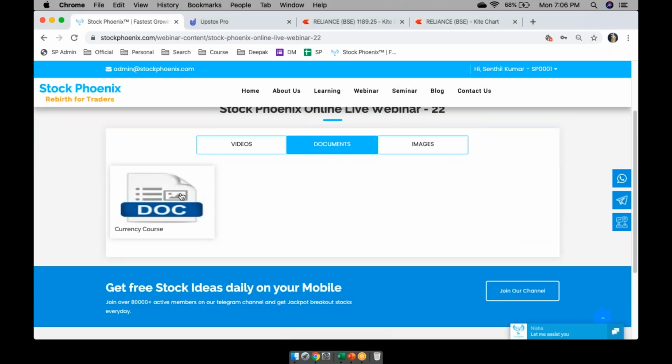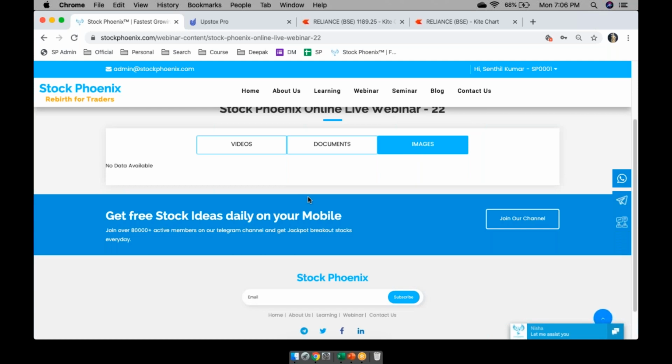And next, any kind of documents you can see here. The currency course document is available here. Same like that, other documents, whatever documents I am going to teach you in Excel or PDF, everything will be available here. And whatever examples I'm going to take you through in the webinar, the course curriculum, everything will be available here. So any other doubts?